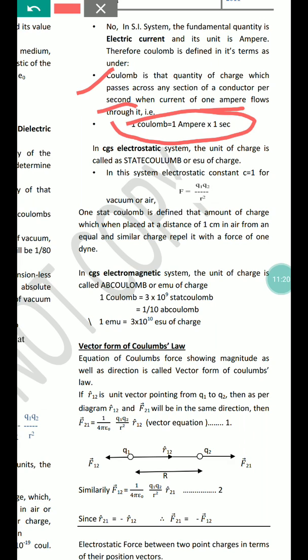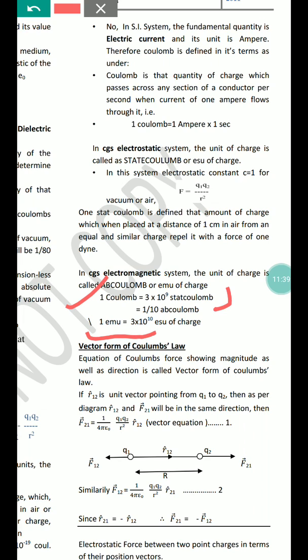In the CGS electrostatic system, the unit is the stat coulomb, and in the SI system it is the coulomb. 1 coulomb is equal to 3 into 10 raised to power 9 stat coulombs, or 1 by 10 abcoulomb. 1 EMU, that is the electromagnetic unit, is equal to 3 into 10 raised to power 10 ESU, the electrostatic unit.